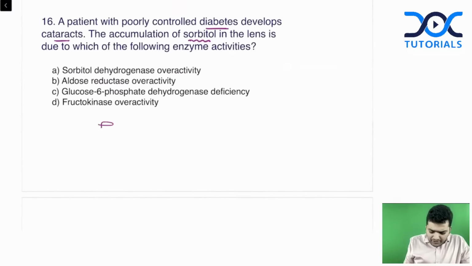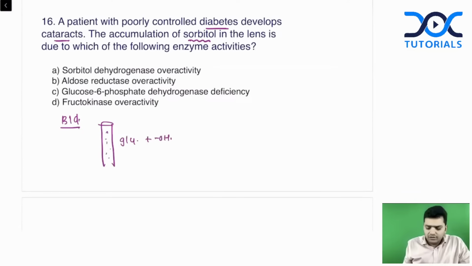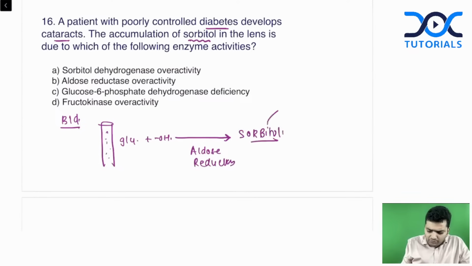See, what happens is, in the patient of diabetes, let's say here is the representation of the blood. The glucose molecules which we are having, they can club with the hydroxyl group. And when they club with the hydroxyl group, the name of the enzyme is aldose reductase. And they make a molecule called sorbitol. The sorbitol can go to the eye, can deposit in the eye, and can lead to snowflake cataract.